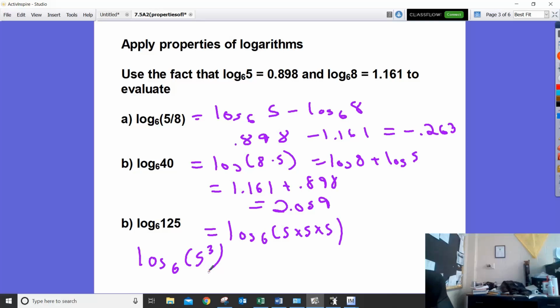That's a 5 cubed. Where's the 3 go? In front. 3 times log base 6 of 5. What is log base 6 of 5? 0.898. So 3 times 0.898. 3 times 0.9 would be 2.7. I have to take away a little of that. So 2.694 is correct.